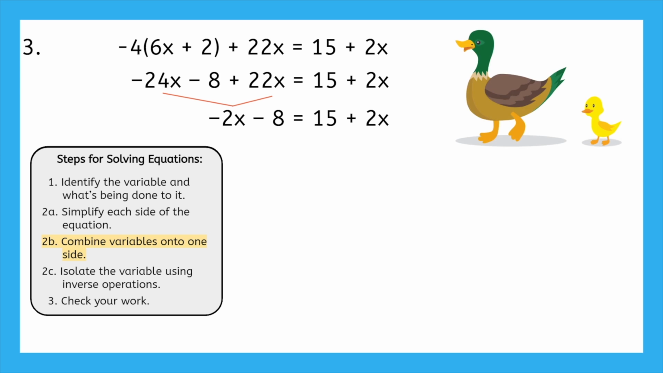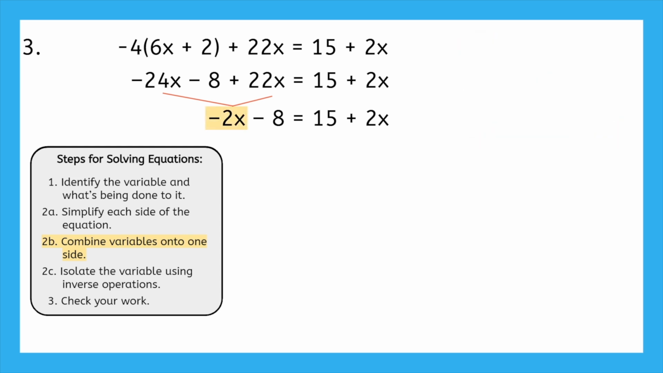Move the negative 2x or the positive 2x? Negative 2 is smaller than positive 2, so we'll move negative 2x over to the positive 2x on the right. What's the opposite of negative 2x? That'd be adding 2x to both sides. On the left, those cancel out, so all we have left is negative 8. And on the right, we have 15 plus 4x.